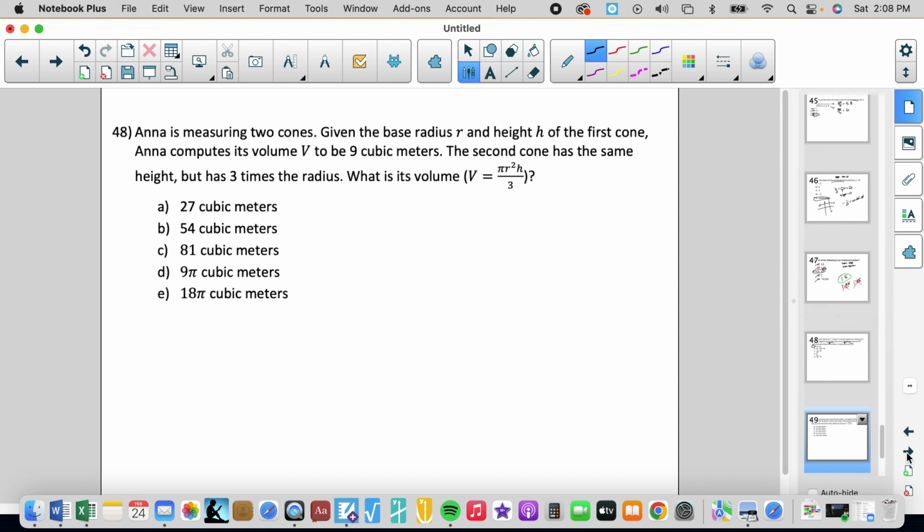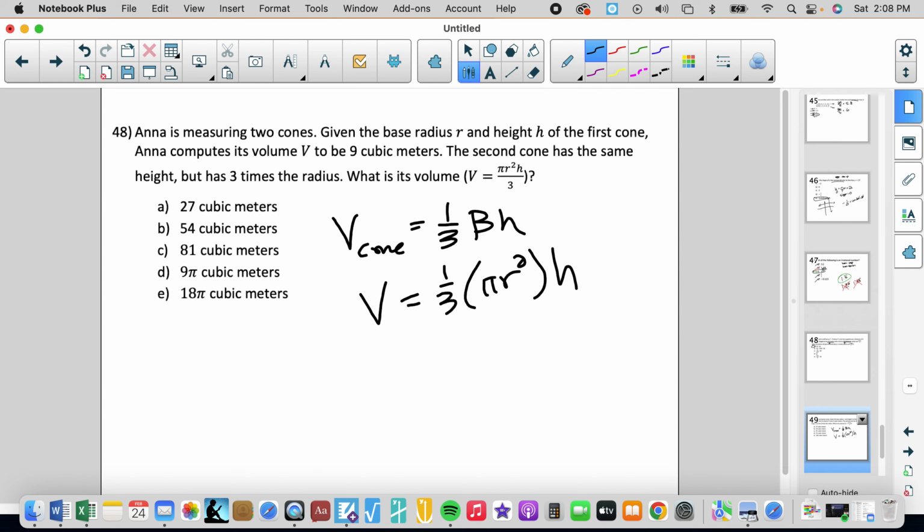I don't know, I maybe am looking at it too ignorantly to not see the complexity, but that's how I saw it. Anna is measuring two cones. Given the base radius r and the height h of the first cone, Anna computes its volume. The volume of a cone equals 1/3 big B times h, where the base shape is a circle, pi r squared times the height. So that's the volume for both of those.